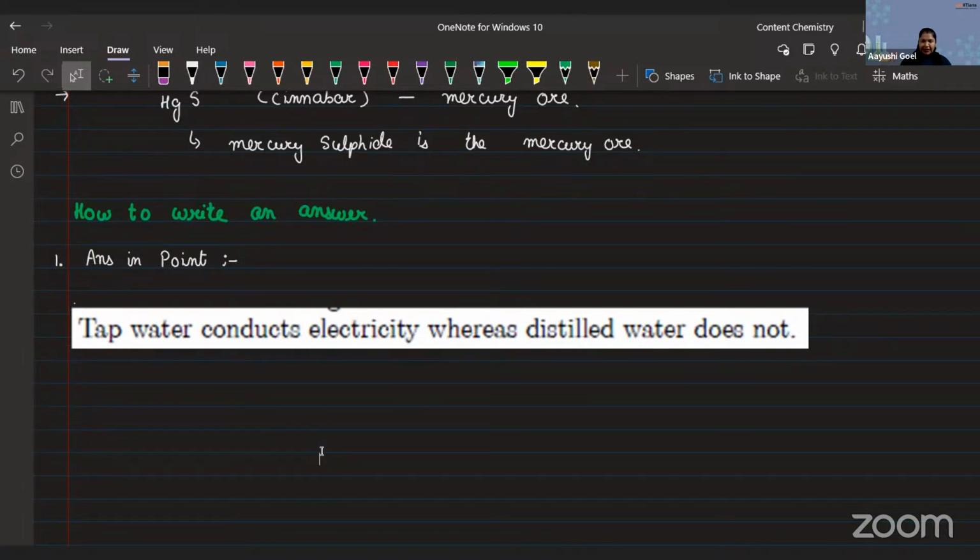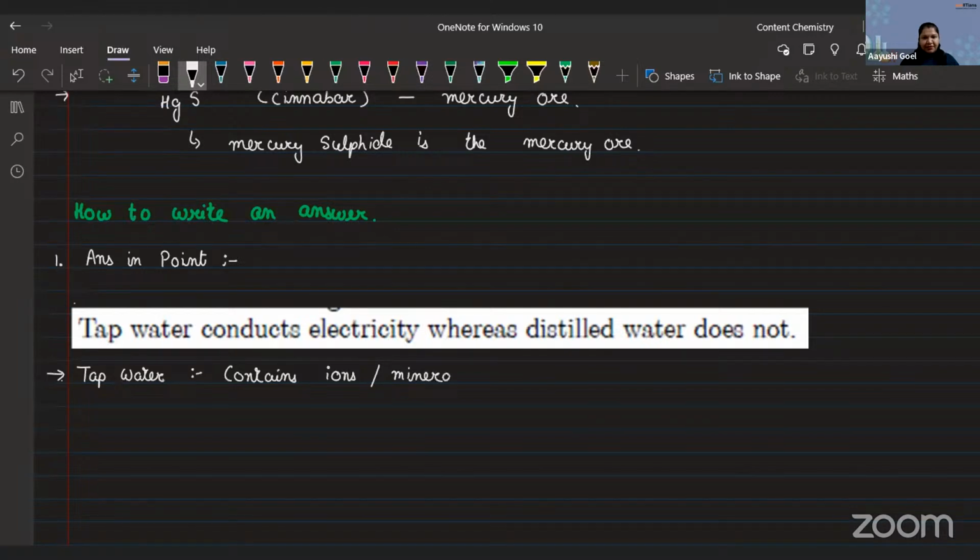It can come as a 1 mark question, and it can come as a 2 mark question also. So how will you write that answer? How will you explain this answer? So in that case, how will I write? Tap water contains ions. You can use a slash, you can write minerals, salts, due to which they can conduct electricity.